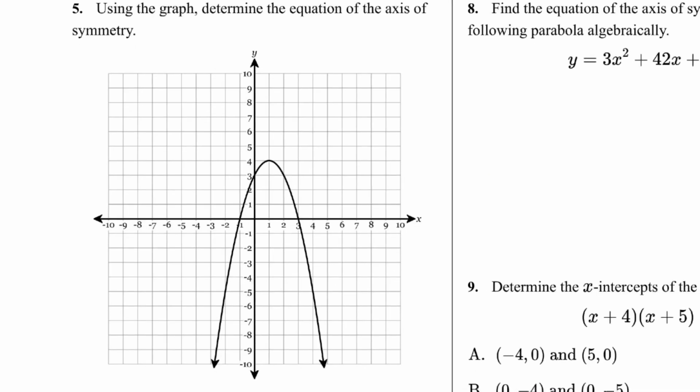Next up, axis of symmetry. So this is a vertical line that passes through the middle of the parabola. X equals 1 is the axis of symmetry.